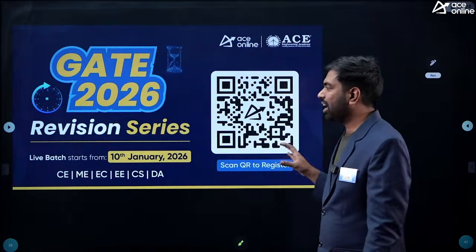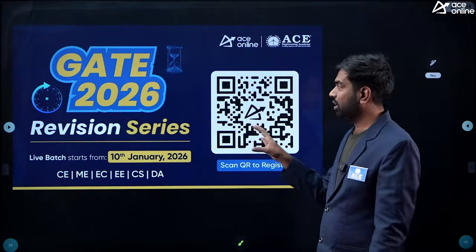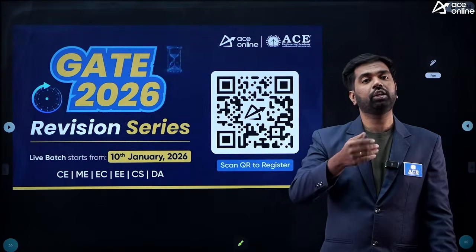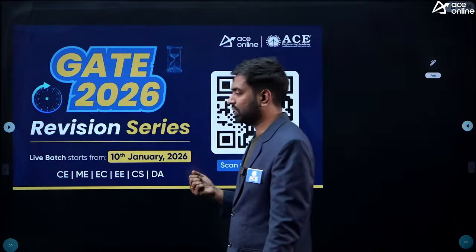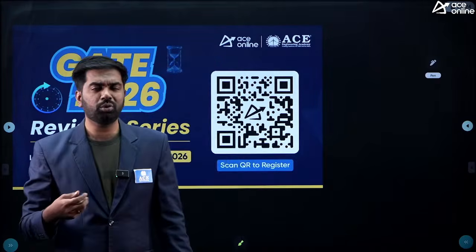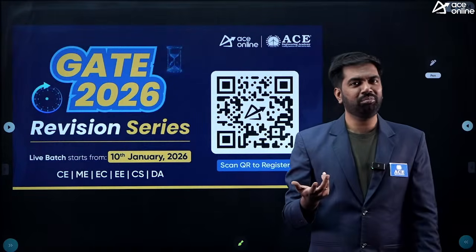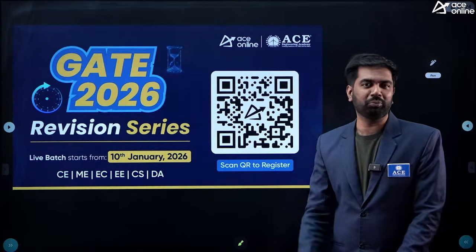Our classroom students, or whoever has enrolled in our classes, need not scan this. For them it will appear in their schedule. It is for the new students who want to take this up, especially those in the third year and fourth year who want to give a try at the GATE exam. Those who are in need of that revision, we are there to help you.